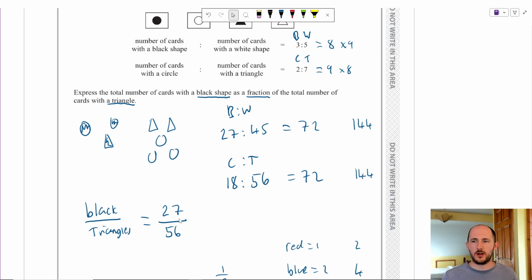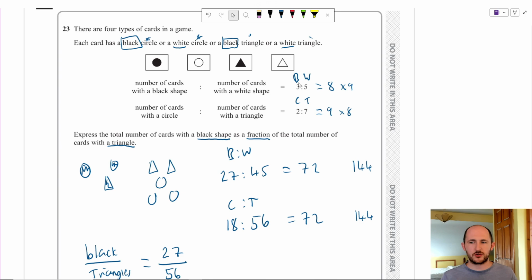Whenever you do anything with maths, you need to think about what it's trying to tell you and what the point is. What does this 3 to 5 mean? What does this 2 to 7 mean? And what does this question actually mean in terms of proportion? Is it a number? Is it a percentage? What is it? I hope that helps.